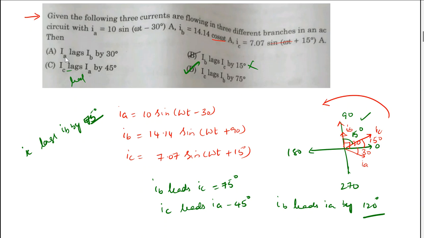And next, IA lags IB by 30 degrees. So IA lagging IB is not possible here. Why? Because 90 plus 30, 120 degrees are there. So the correct option here is D, that is, IC lags IB by this 75 degrees here. So that's the right answer.